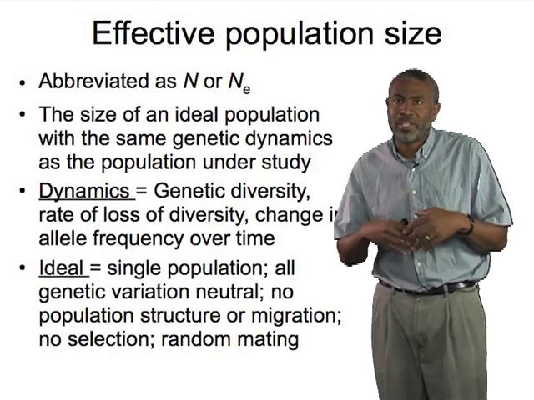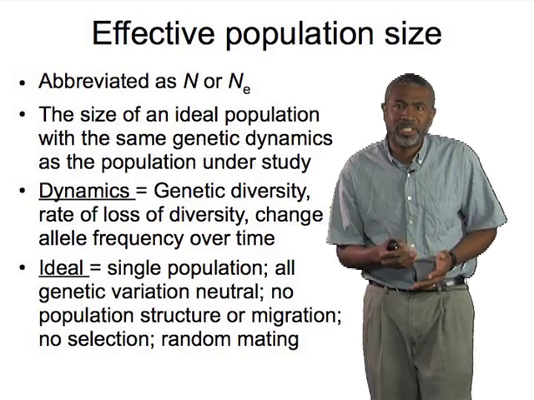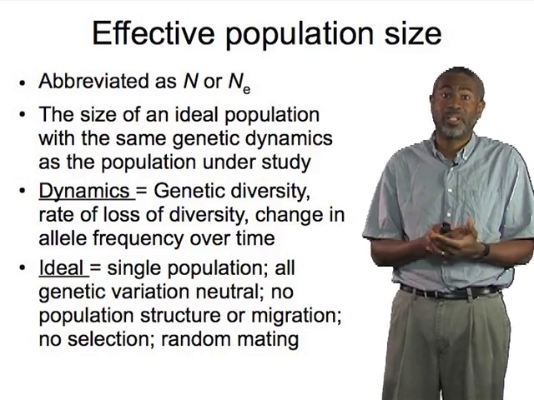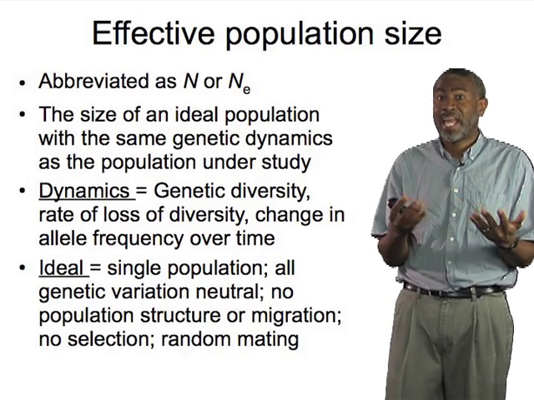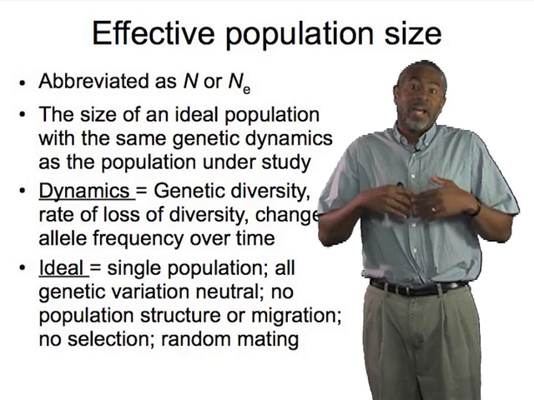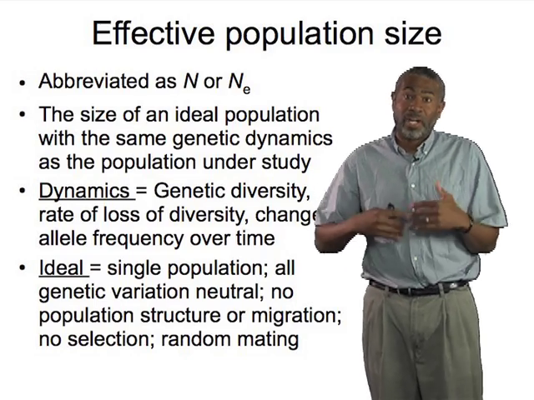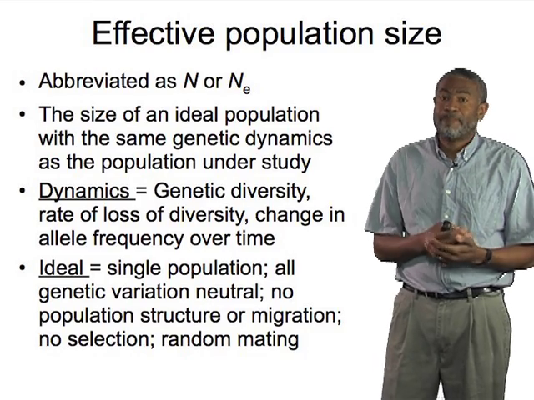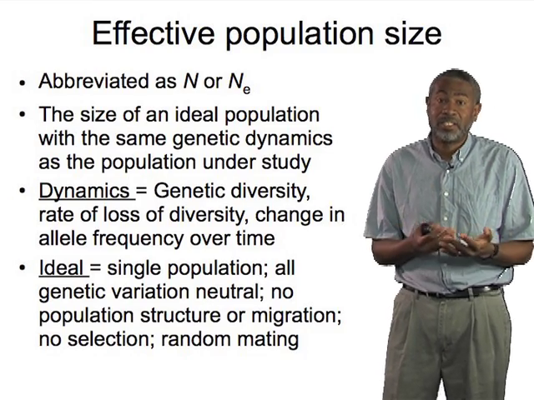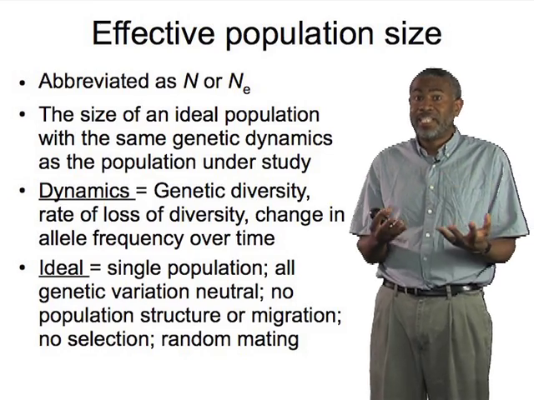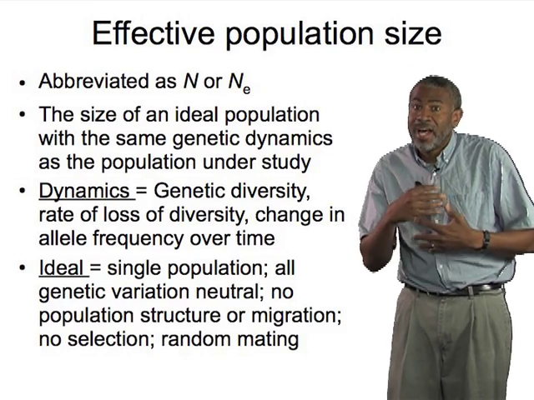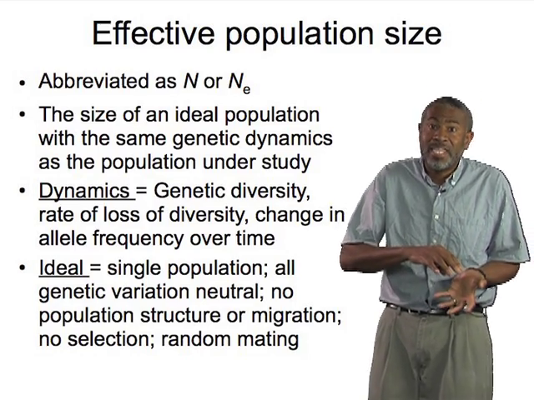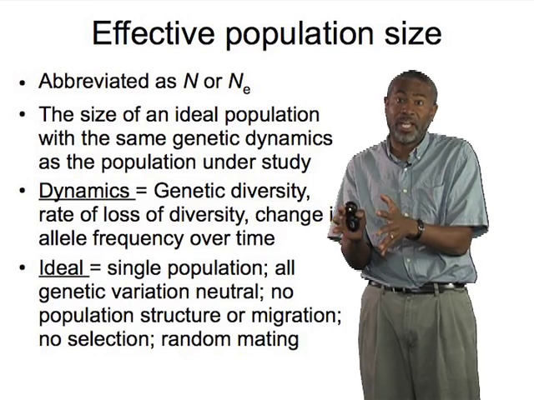Now, an important concept to think about in much of our subsequent discussion is this idea of effective population size. It's a very important term in population genetics and in phylogeography. It's usually abbreviated as a capital N or a capital N sub E. What is effective population size? The effective population size of a species is the size of an ideal population whose evolutionary and population dynamics mimic the actual population that we're studying.